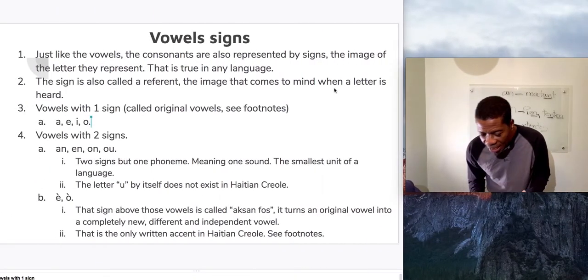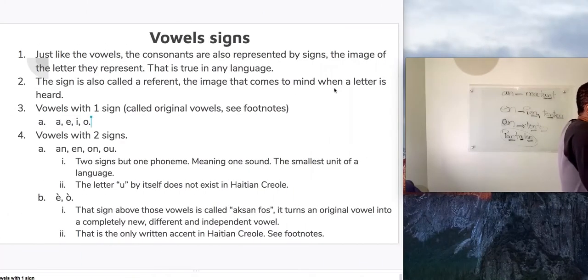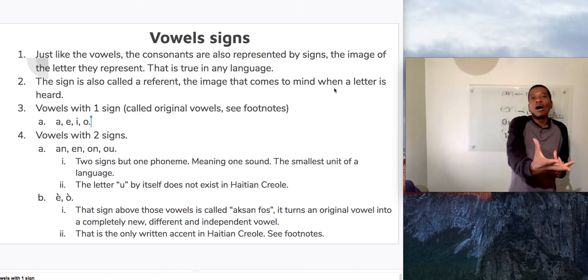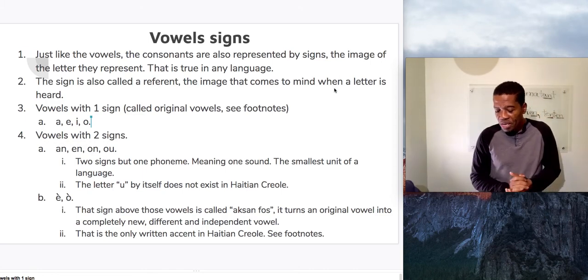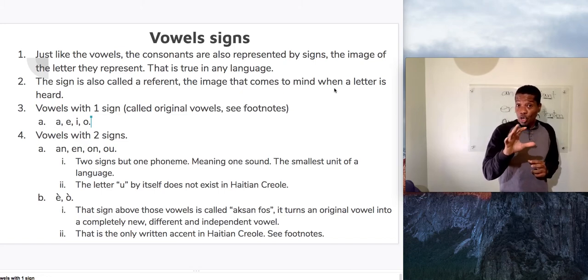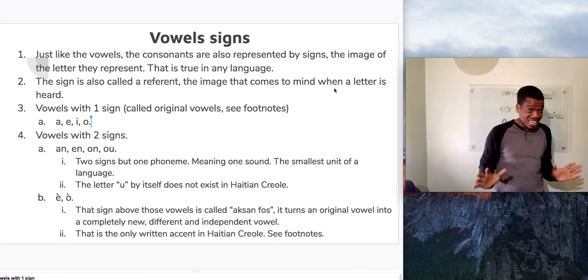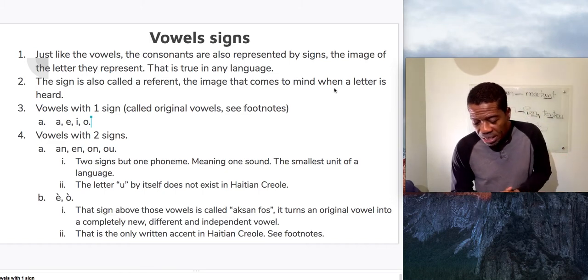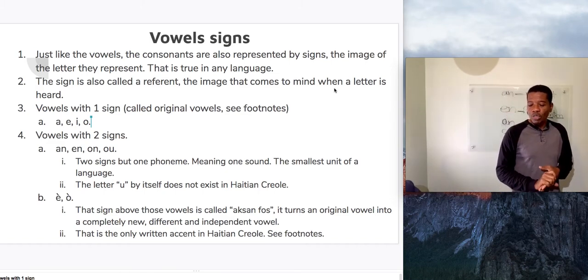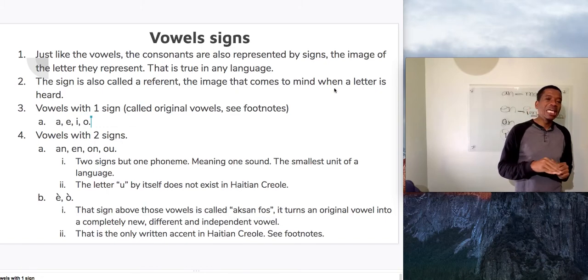What's that? A phoneme is the smallest unit of sound in a language. That's what the linguists call a phoneme. I mentioned that earlier. The letter U by itself does not exist in Haitian Creole. Now, the other group of vowels with two signs are the E and the O.